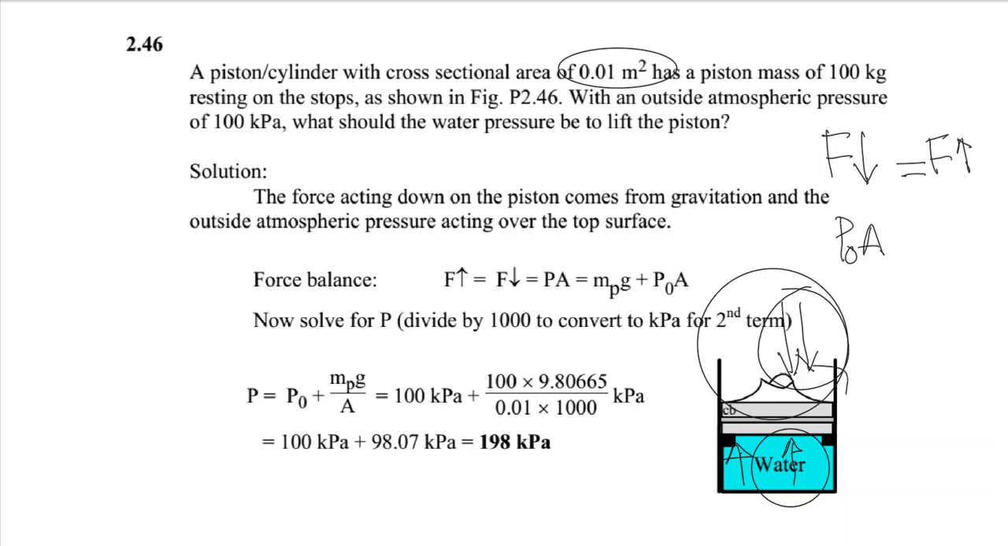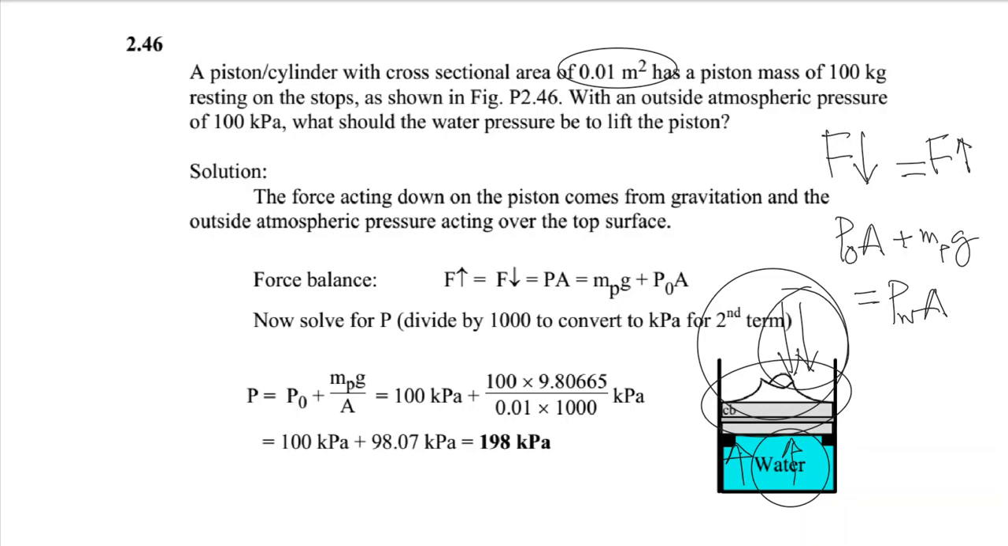There's another force, which we call the weight force. That is m, the mass of the piston, times the standard gravitation g. So these are two different forces acting on the piston from the top. There is also a force acting from the water from the bottom, and that is the pressure of the water times the area of the piston. So that's quite a simple equation now.